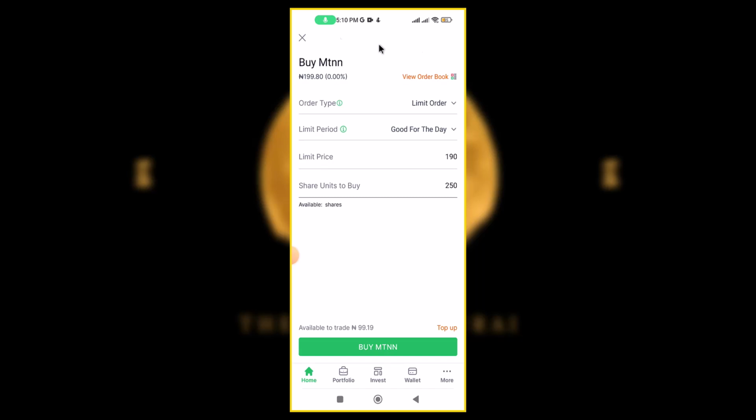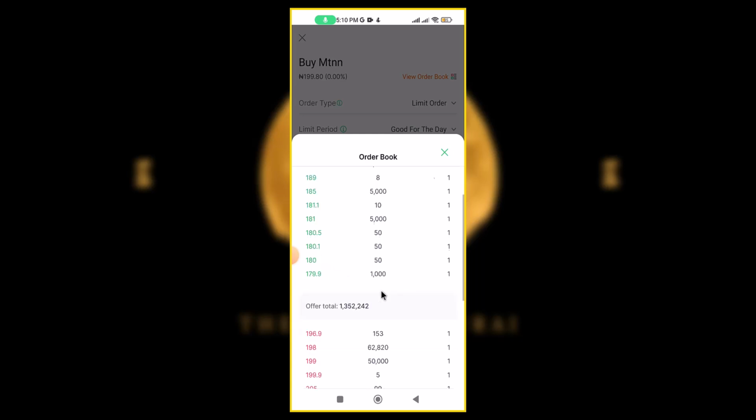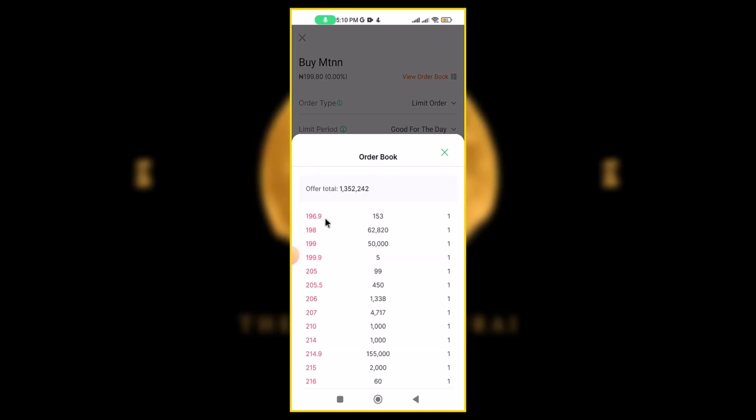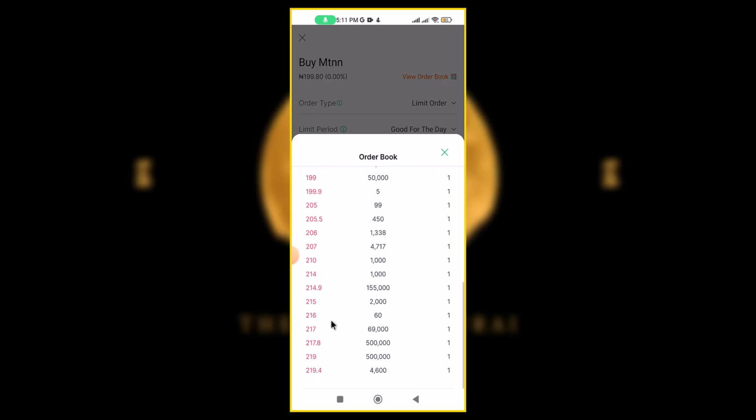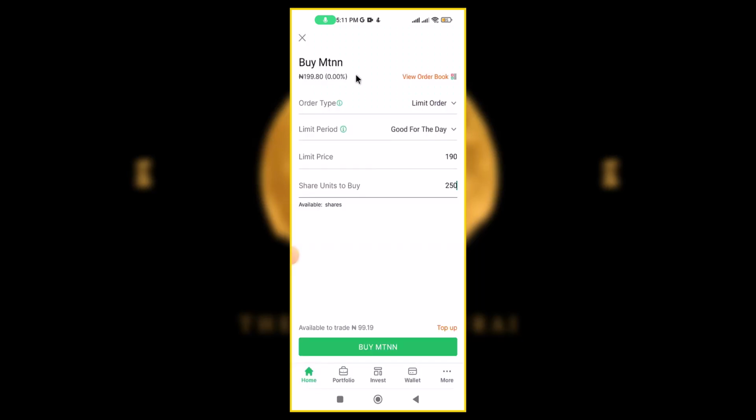All right, so once you do that, your own bid is going to come here. As you can see, somebody actually bid 190 and they are buying 1,500. Somebody bid 189, somebody 185, somebody 181, like that. So these are people who own shares who want to sell. You can see how much they want to sell. So this is a free market, and you can set what you want. All right, so this order is going to be filled when people match what you want.